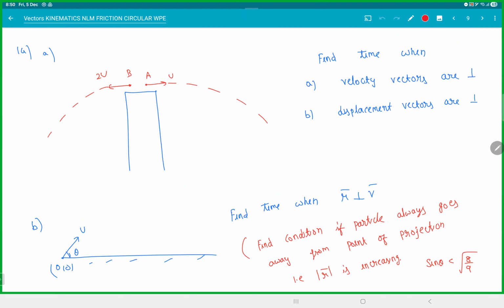You should remember this. If you throw with u and theta, find the condition for r bar to be always increasing: sin theta less than 8 by 9. You won't have time in the exam to derive this, but I'm not asking that. Find the time when r is perpendicular to v bar.